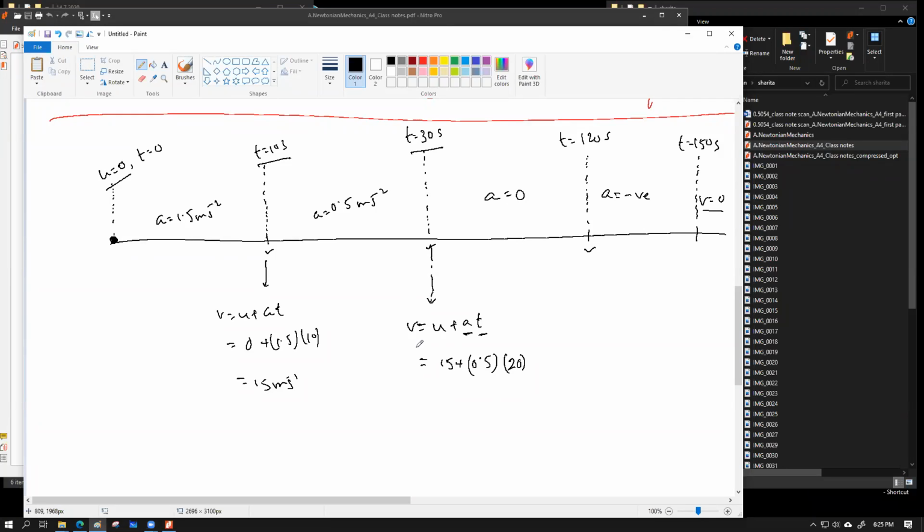Try to understand, this acceleration of 0.5 meter per second square lasted for how long? Did it last for all the 30 seconds or did it last for this much, 20 seconds? Try to answer that question. Did the half meter per second square exist for the entire 30 seconds? No. So how long did it last? Only 20 seconds. That's where this 20 is coming from.